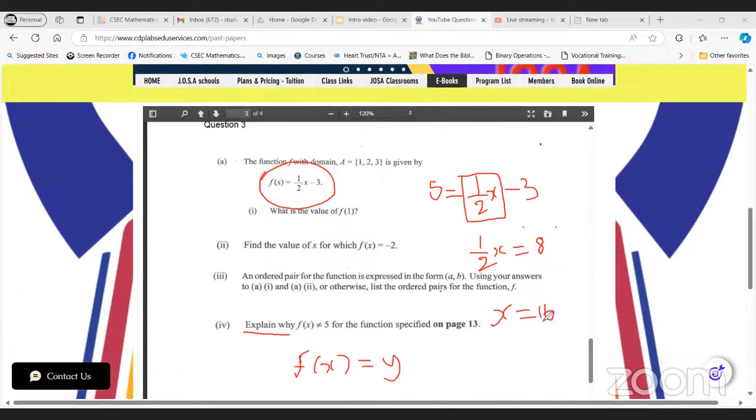Now here's the answer to the question. If you notice that 16 is not a part of the what? Domain. That's the reason why the function cannot be equal to 5. f of x cannot be 5 because 16 is not listed in the domain. That's a simple reason. All right.